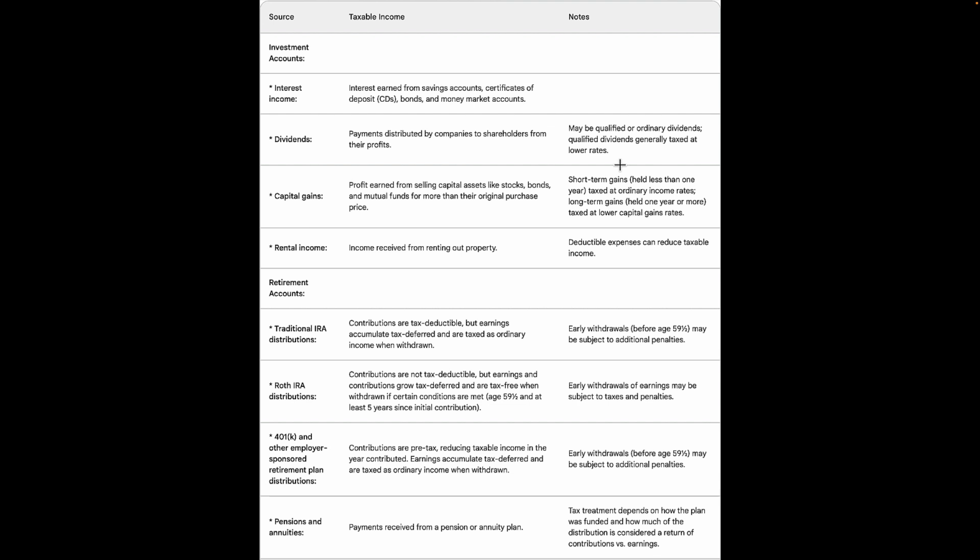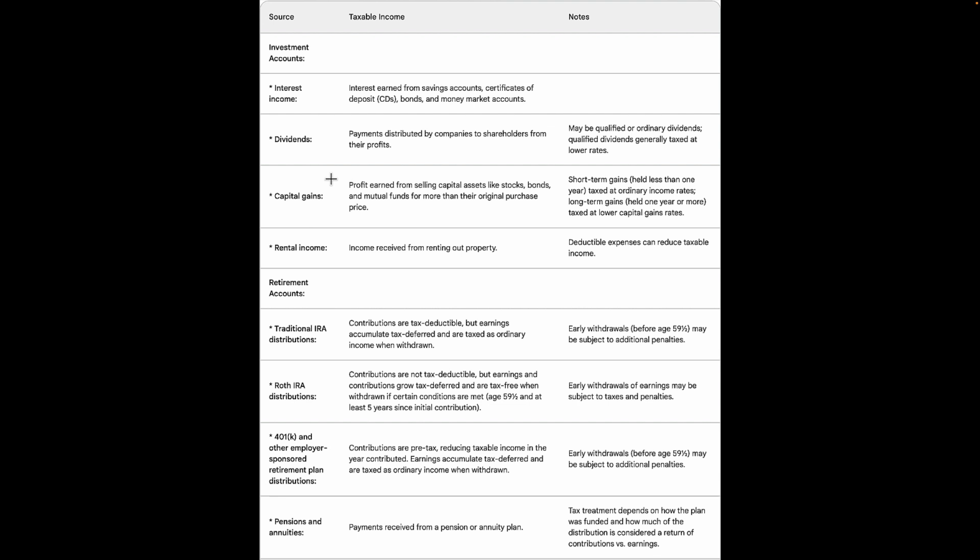Okay, here's the chart. Now, what we've got listed here is on the left, the source of the income, and then the taxable income, and then just some notes, some information for you. So interest income is taxable, and that's interest earned from savings accounts, certificates of deposit, CDs, and bonds, for example. Dividends are not always taxable. Some are taxable, some are not. And that is another major category that people receive dividends from their stocks and their bonds and other sources.